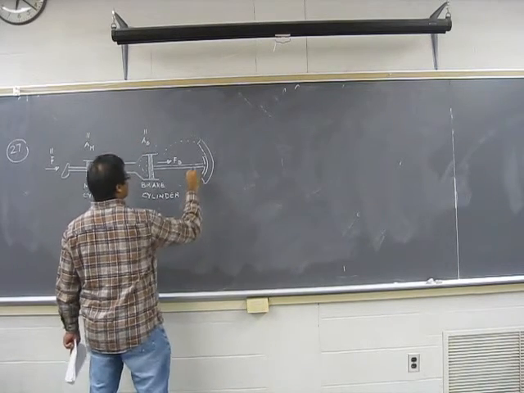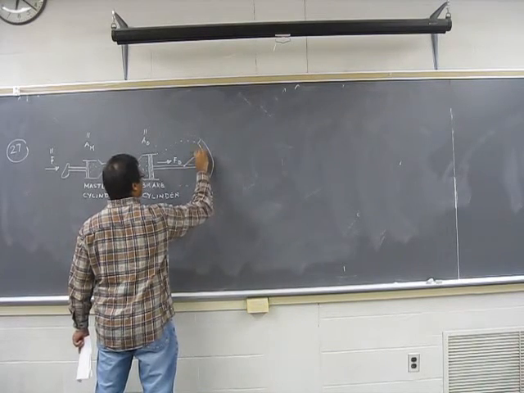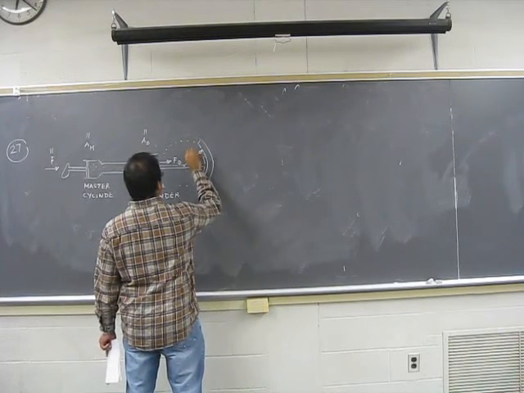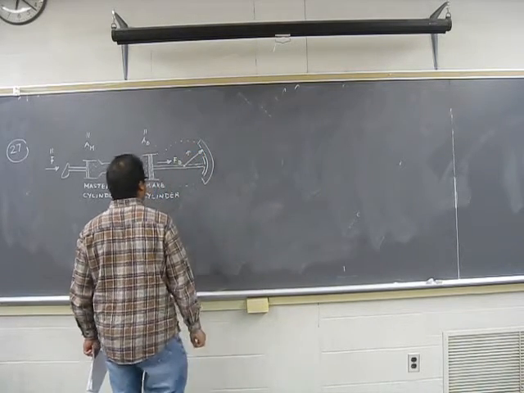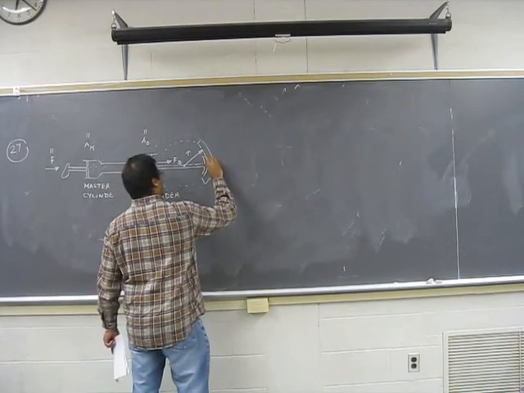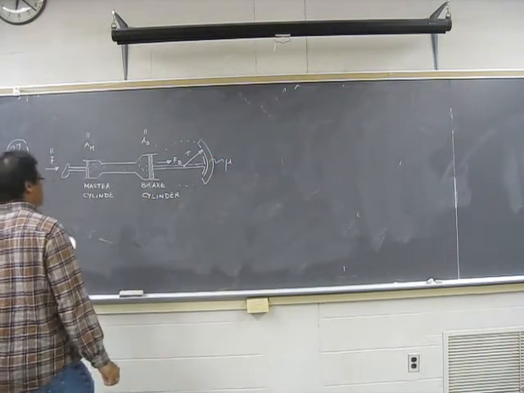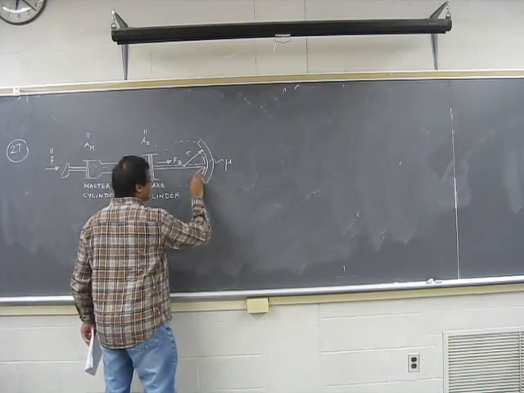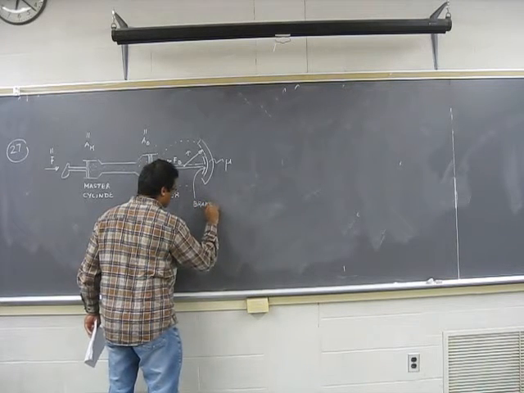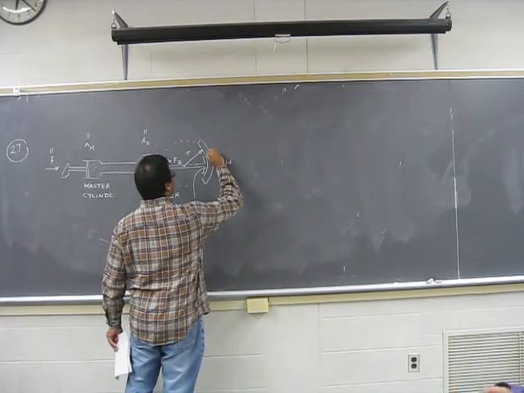And also given to us is the radius of the wheel. Actually, not the wheel, the drum. So let's say this is R that is given to us. We also have the dynamic coefficient of friction given to us between the shoe and the drum. So this is my brake shoe.